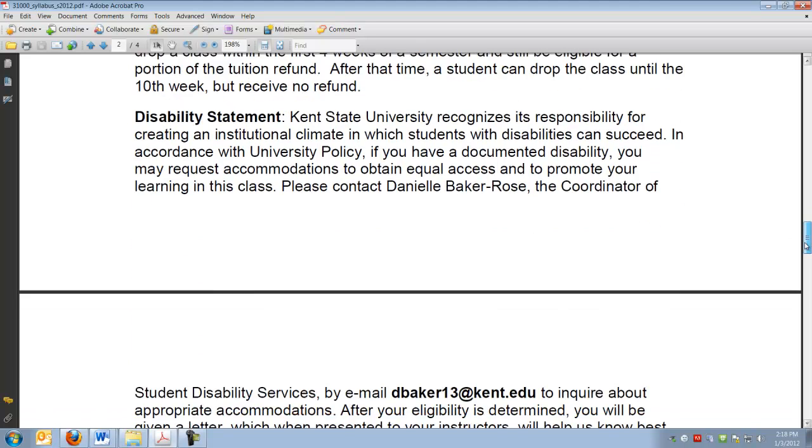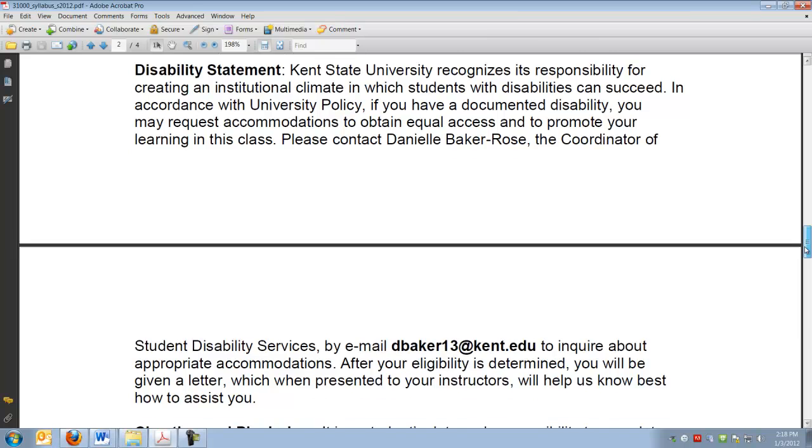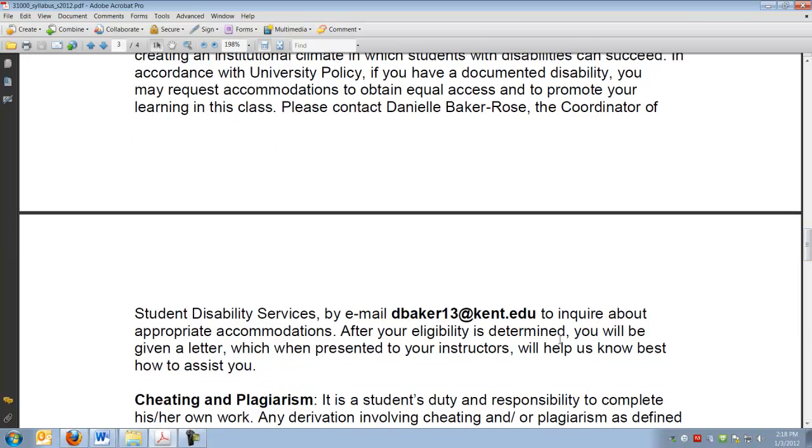Okay, the disability statement for our campus, and our contact person is Danielle Baker Rose. Her email address is listed on the syllabus. If you need special accommodations, please contact Danielle. Even if you're from a different campus, because the course originates from East Liverpool campus, you do need to contact Danielle Baker Rose to get those special instructions to me.